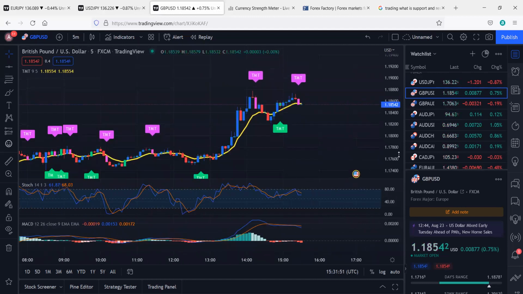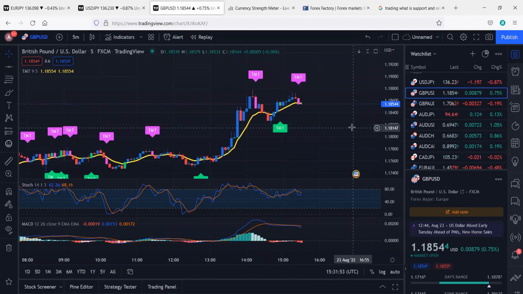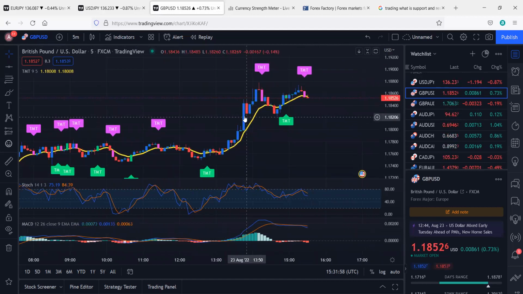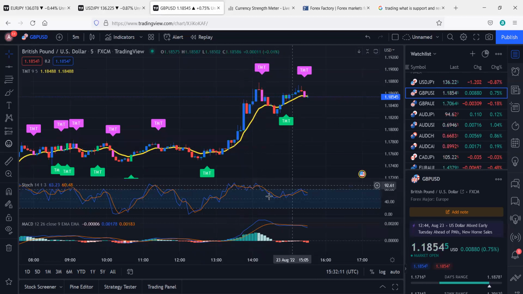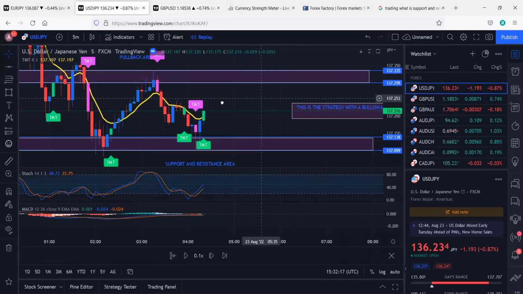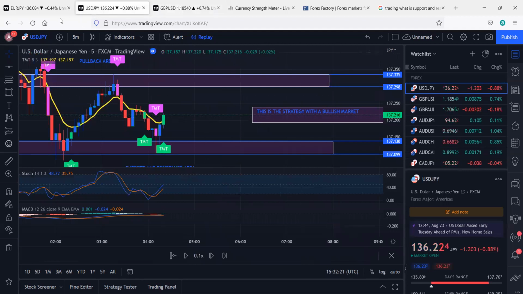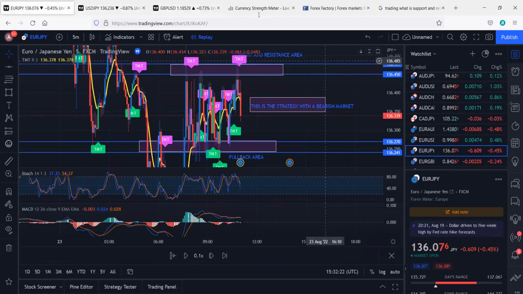Let's have a recap as well on the TMT 2.0, what we have done, what I have shown examples of. I have shown what each candle does: blue, red, purple, green. I have shown what a purple label does, a green label, and a yellow trend line. I have also presented how the stochastic works and the MACD. And earlier here, we presented how my strategy works with a bullish market and with a bearish market.